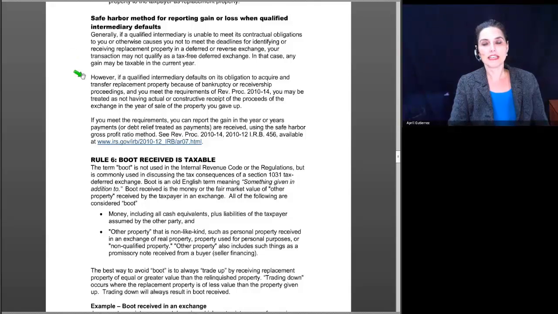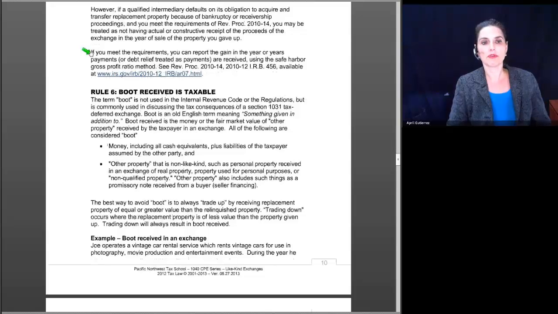However, if a qualified intermediary defaults on its obligation to acquire and transfer replacement property to you because of bankruptcy or receivership proceedings, and you meet the requirements under Revenue Procedure 2010-14, you may be treated as not having actual or constructive receipt of the proceeds of the exchange in the year of the sale of the property you gave up. If you meet the requirements, you can report the gain in the year or years payments are received using the safe harbor gross profit ratio. And of course, there's a link here for more information on that one.